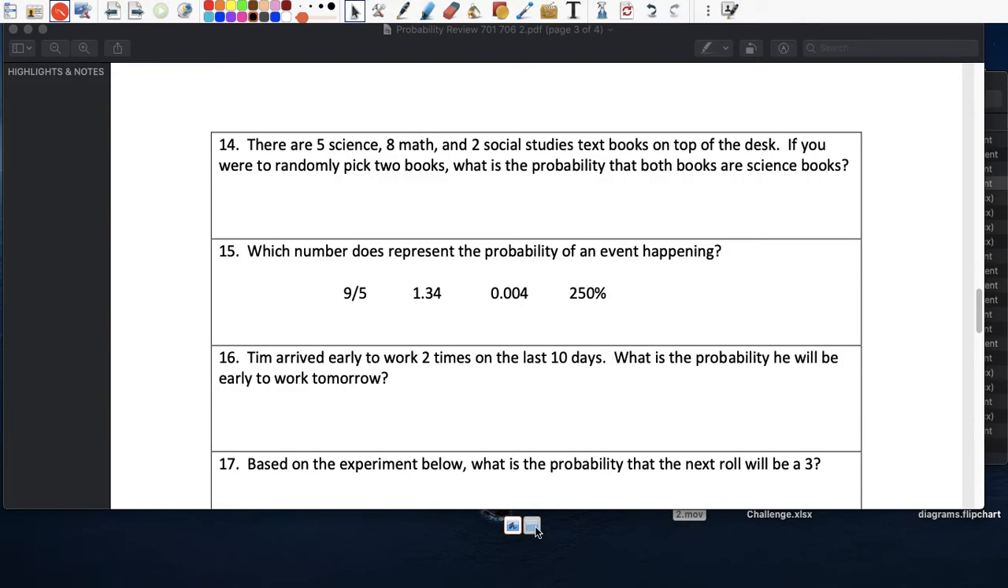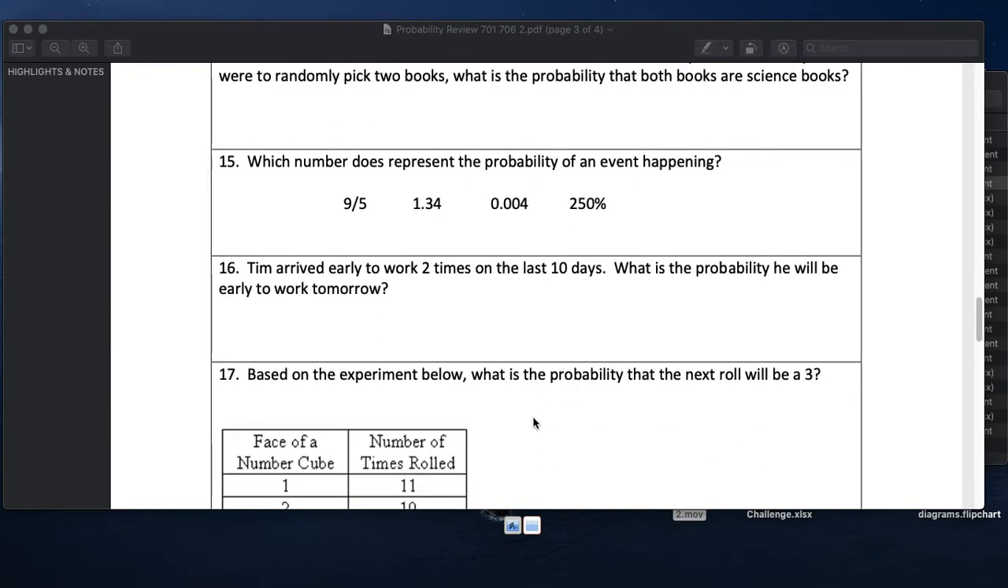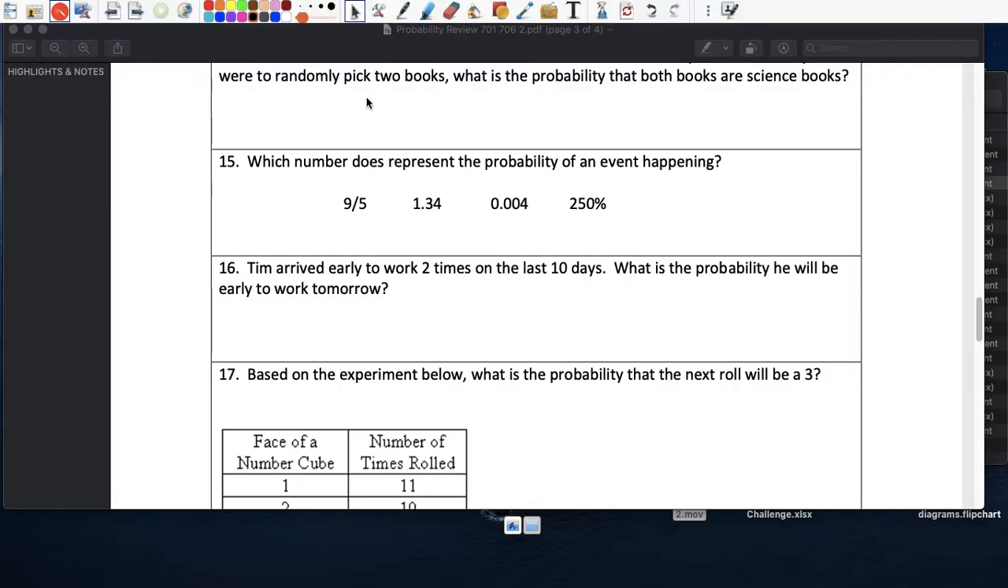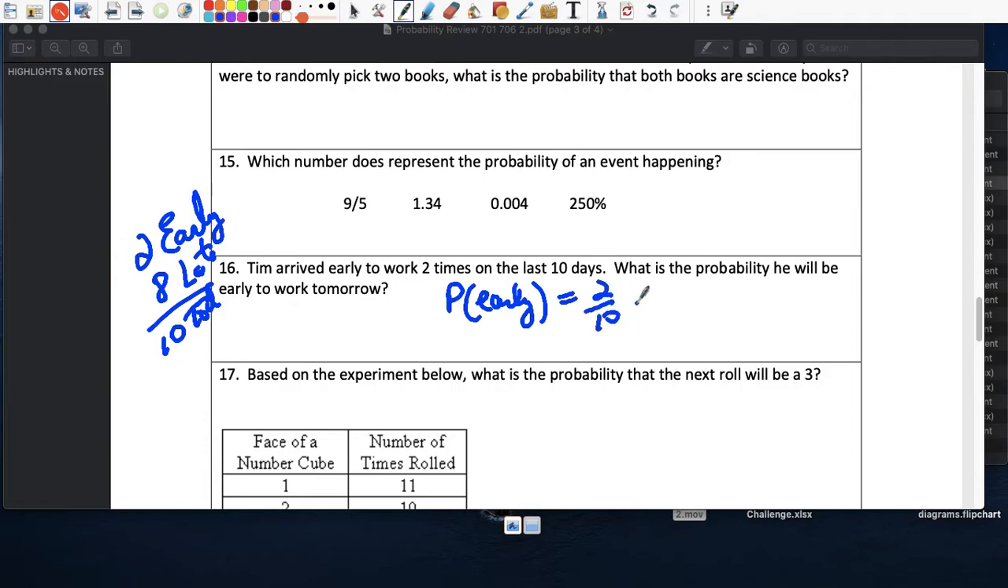Tim traveled early to work 2 times in the last 10 days. So he was early, and then we're going to write early 2 times, which means he was late 8. It should be 8 lates. A total of 10 times he went to work. What's the probability he will be early to work tomorrow? Well, based on that, the probability that it's going to be early tomorrow is going to be 2 out of 10, or 1 out of 5, or 20%.